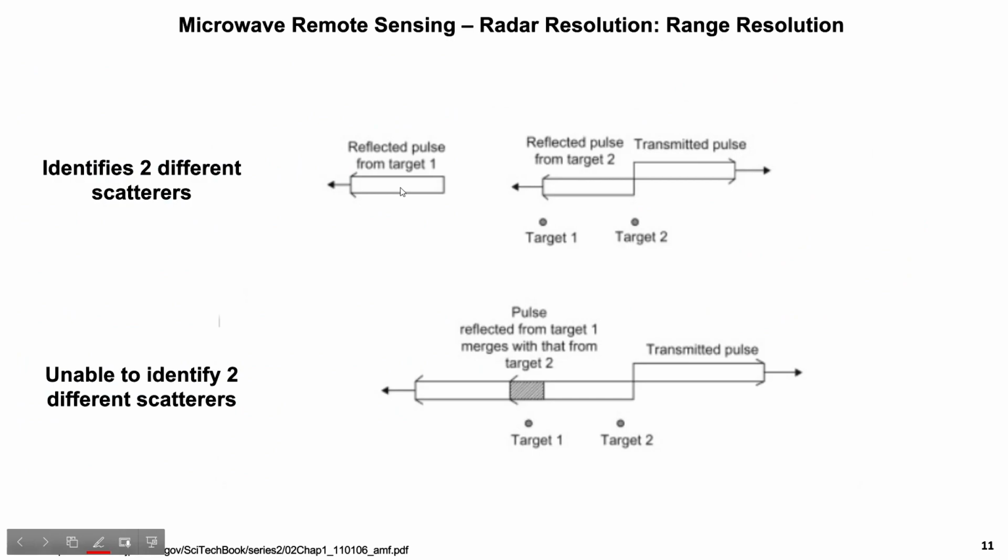So this is what I have explained. This is your first reflected pulse from target 1, then the second reflected pulse from target 2, and this is your transmitted pulse, the initial pulse. So you will be able to decipher two different objects. But if the targets are close to each other, your transmitted pulse is one, but your receiving pulse will be overlapped with your first pulse, so you will not be able to identify two different scatterers. Rather, you will be able to identify only one. So, does anybody have any doubt in this?